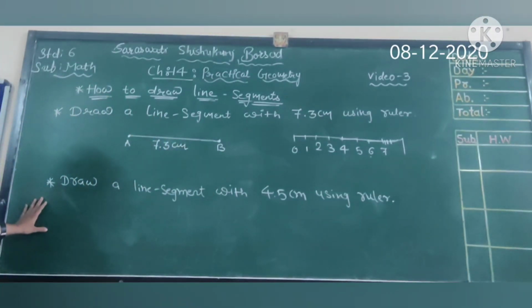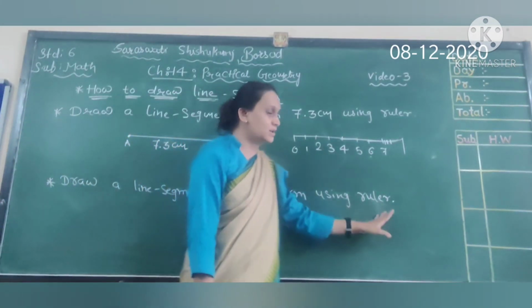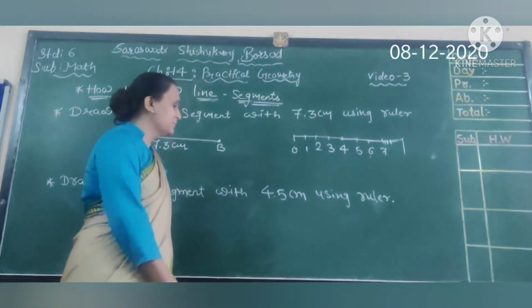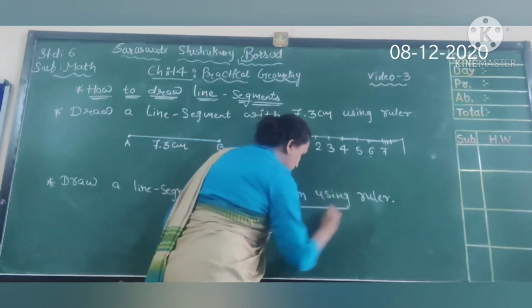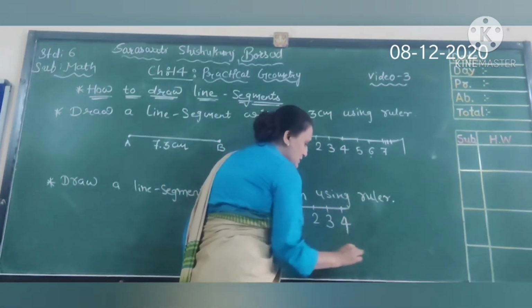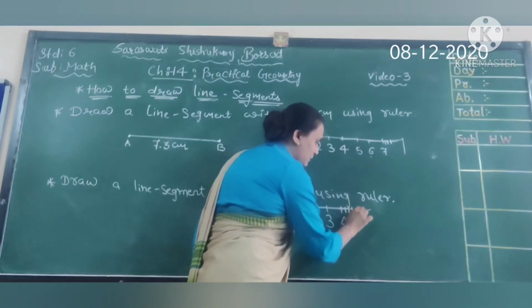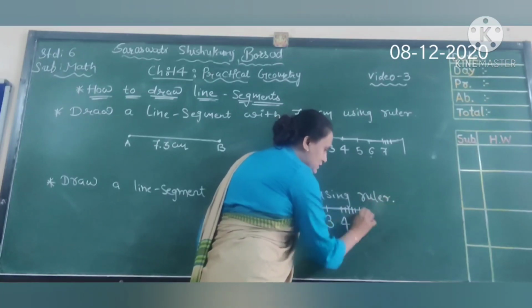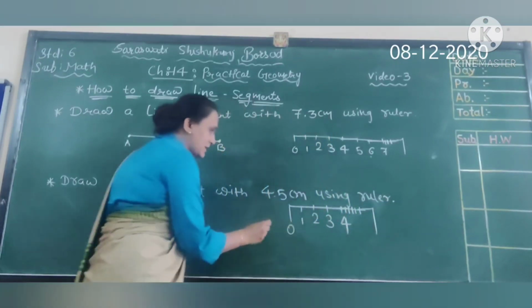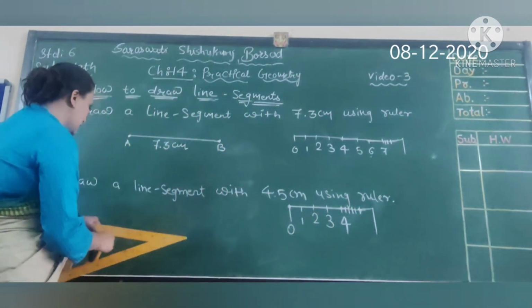Okay. Now in the next question, draw a line segment of 4.5 cm using a ruler. Same way, on the scale you have to take a measurement from 0 to 4.5. So this is your 4, 4.1, 4.2, 4.3, 4.4 and 4.5. So here you have to take a measurement from 0 to 4.5. So let us start here.